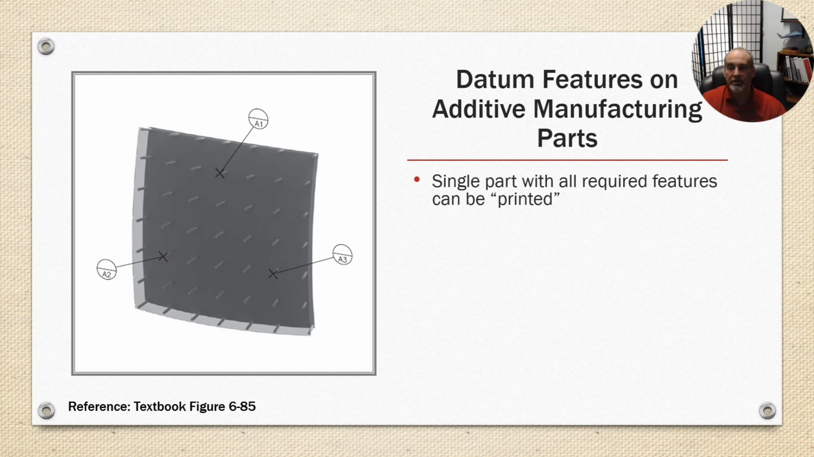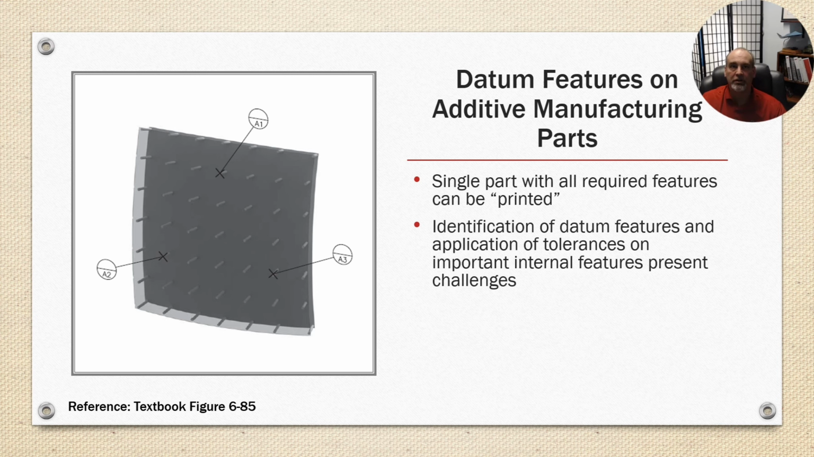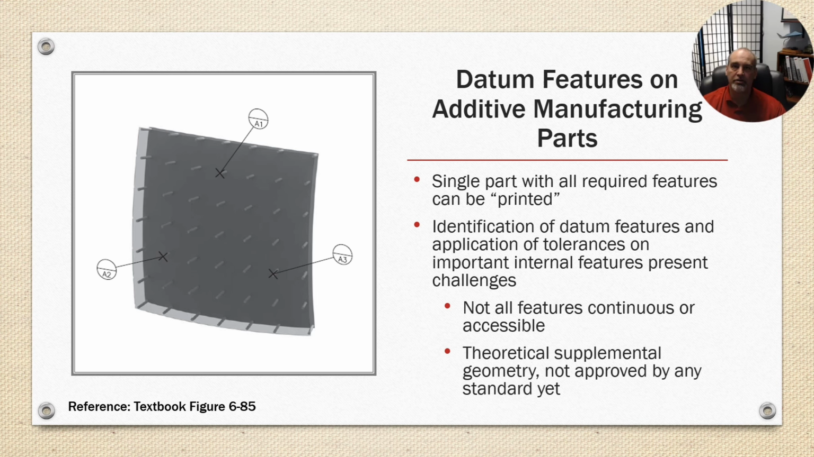The datum features are a single part with all required features that can be printed. Identification of datum features and application of the tolerance on important internal features present challenges, and not all features are continuous or accessible. And it's theoretical supplemental geometry, not approved by any standards yet. So there is a standard on additive manufacturing, but it's not in the geometric dimensioning and tolerancing standard on how to use datum targets.